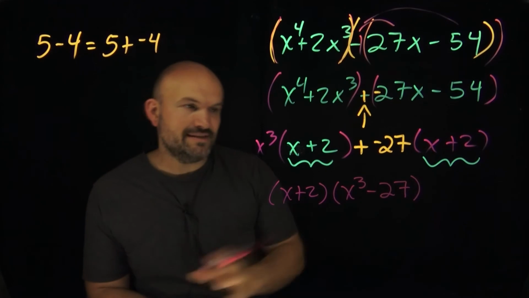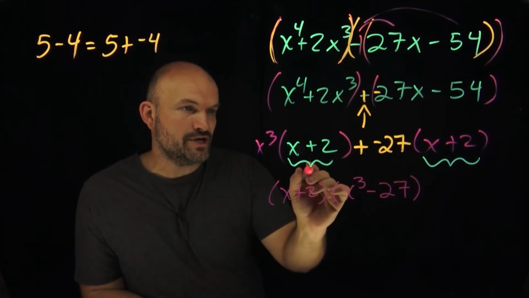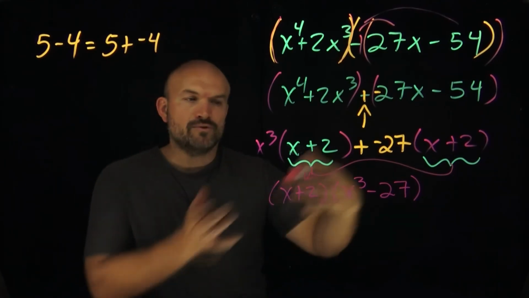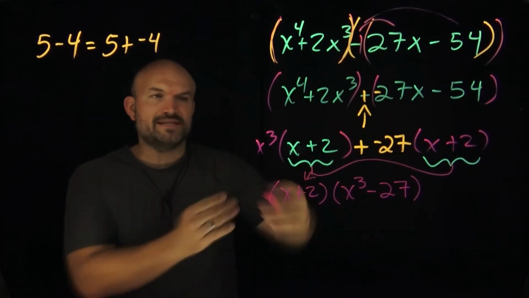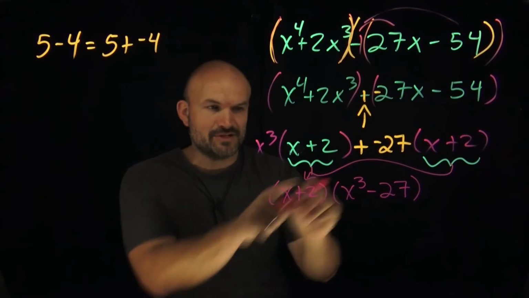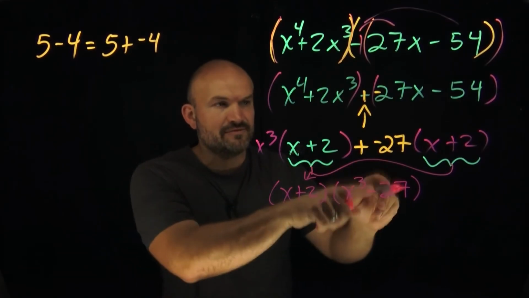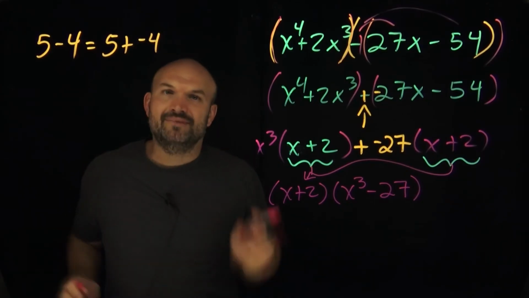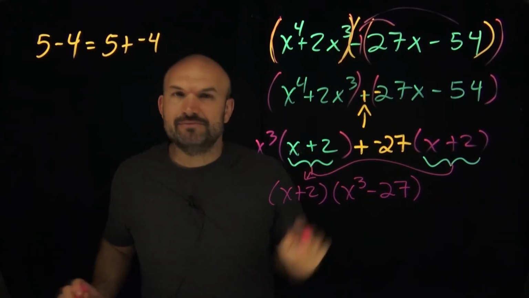Okay, so now you can see that I went ahead and factored out this common term. You can see that these are both exactly the same, so you can factor it out and rewrite it as multiplication. If you were to multiply this back through, x plus 2 times x cubed right here, x plus 2 times -27, you can see it's right there. Now, a lot of students would just stop right here. But one thing I notice here is I have an x cubed minus 27.